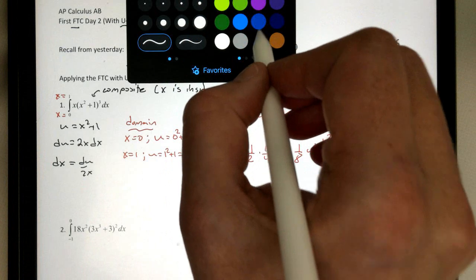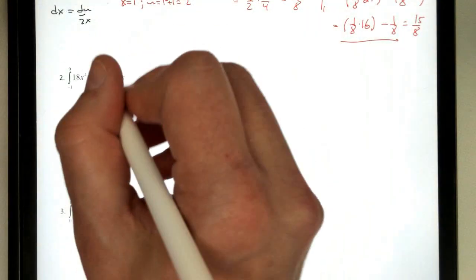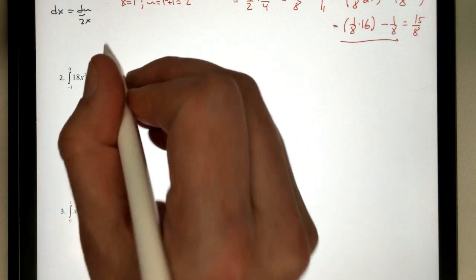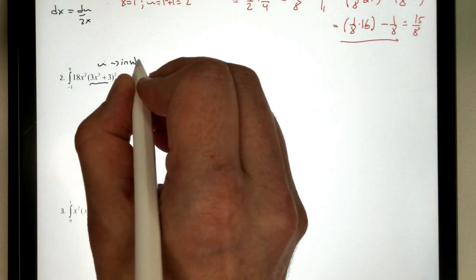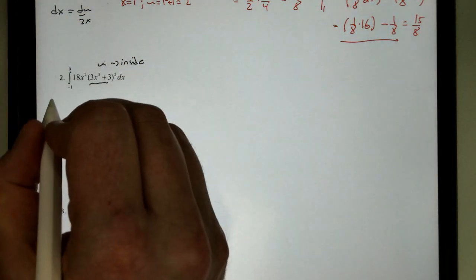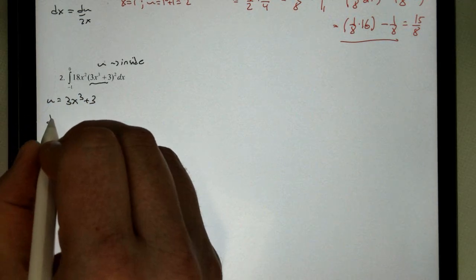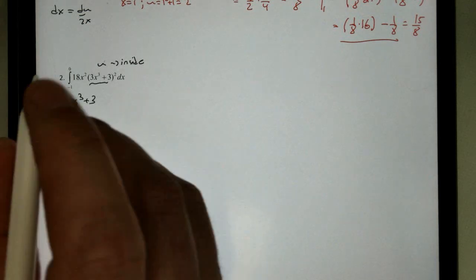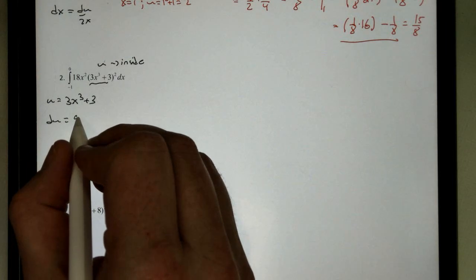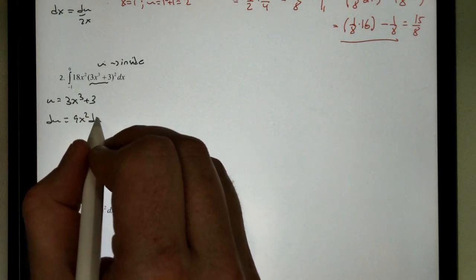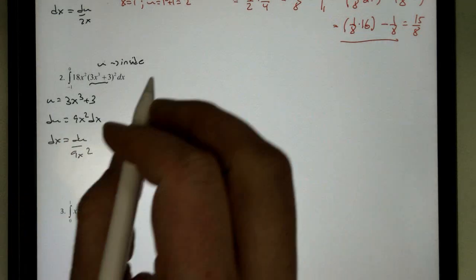So let's try another one here together, and then we'll let you guys try one on your own real fast. So number 2 here. Again, this is a composite. Look for your inside function. There's u. That's my inside. U is always inside of a composite. So when we find our u, we're going to get 3x cubed plus 3. Our du becomes 9x squared dx. So we get dx equals du over 9x squared here.